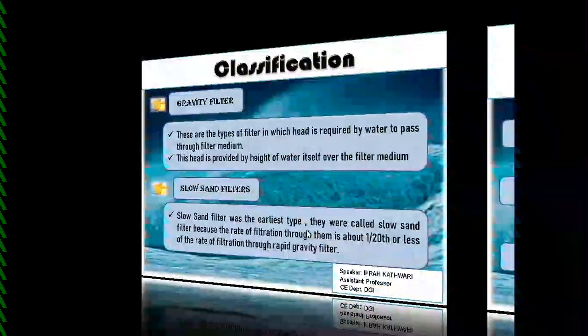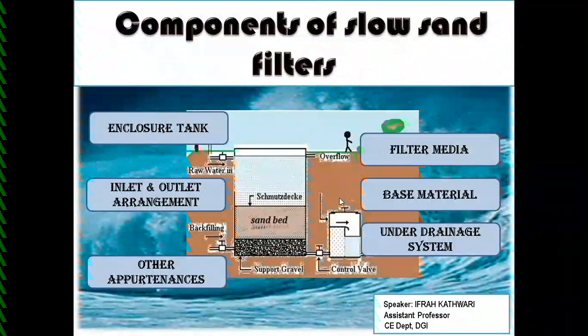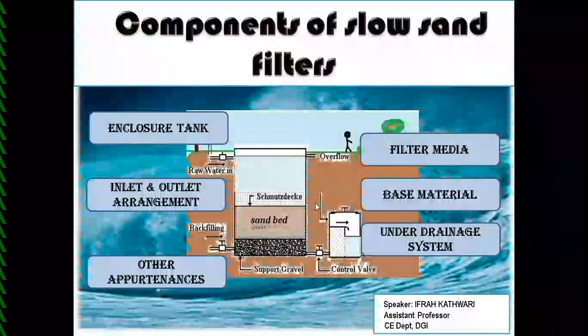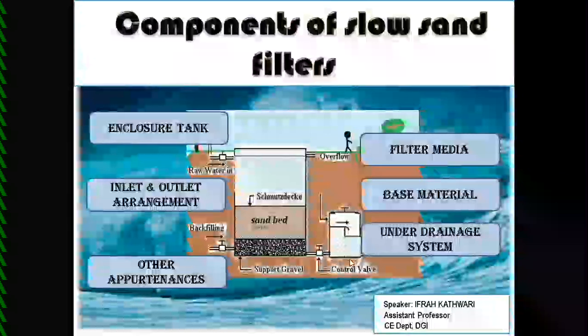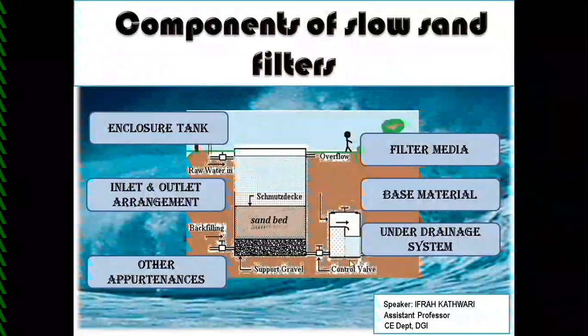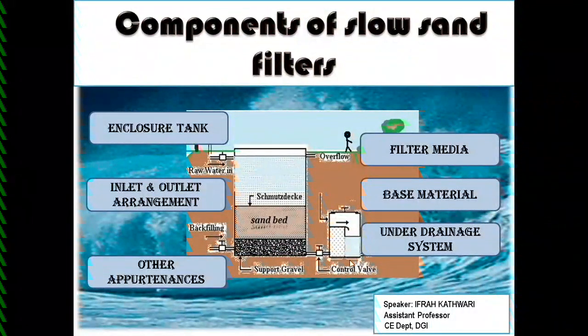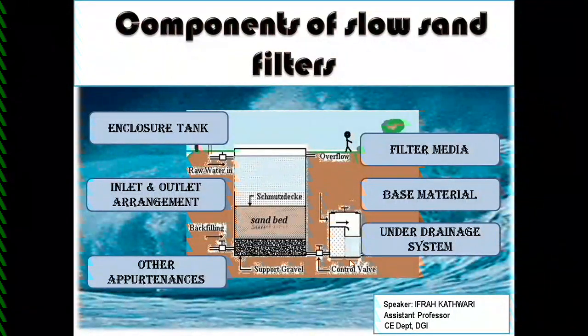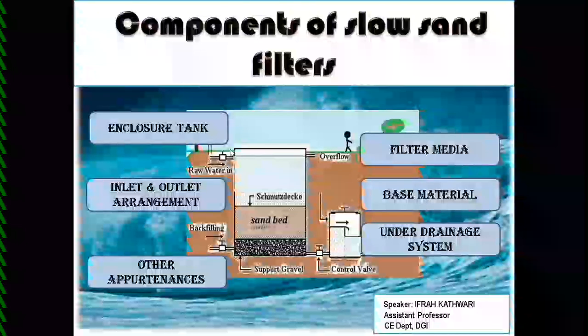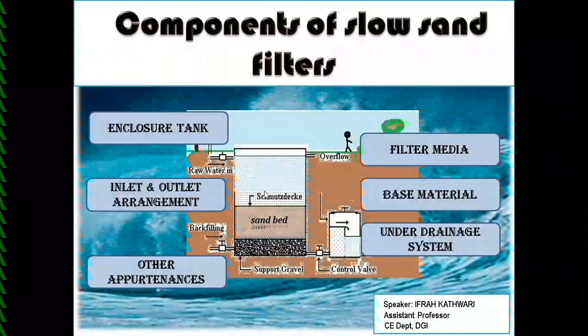Talking about the components in a slow sand filter, we have the enclosure tank, which is this, the filter media, then the base material, and the under drainage system that we have over here. Then we have other appurtenances that may be used in this tank, which are usually the measuring devices, and we have the inlet outlet arrangement, wherein the water flows into the tank, and this is the outlet.